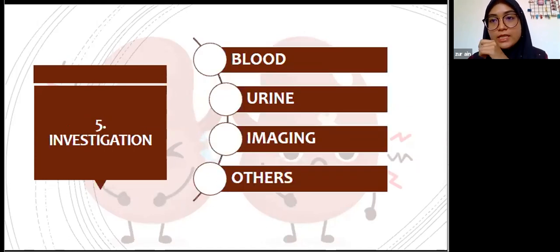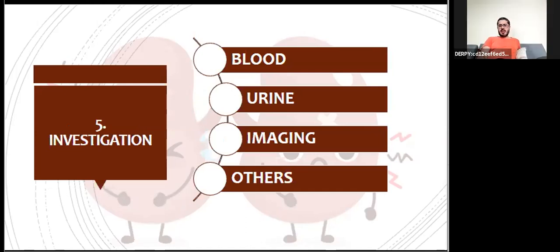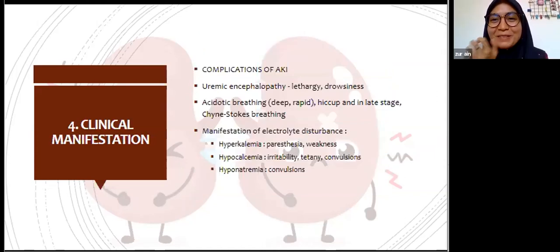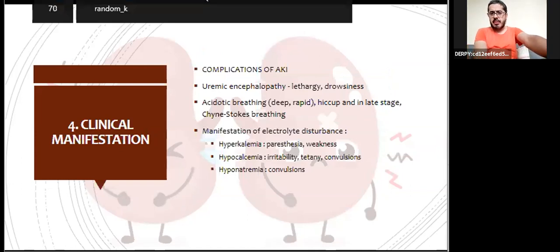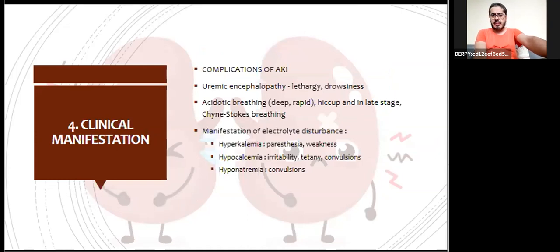Next is for investigation. We can divide it. Ryan, I will ask you one question. Go back to the electrolyte abnormalities. So, uremic encephalopathy: lethargy, drowsiness, acidotic breathing, deep, rapid, and late stage Cheyne-Stokes breathing; manifestations of electrolyte disturbance: hyperkalemia, hypocalcemia, hyponatremia. Okay, I will ask one open question, not for you only, for all.